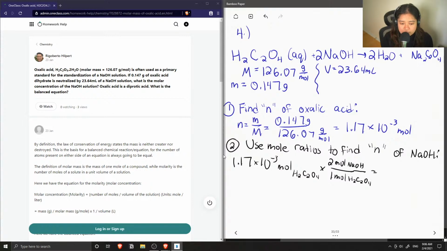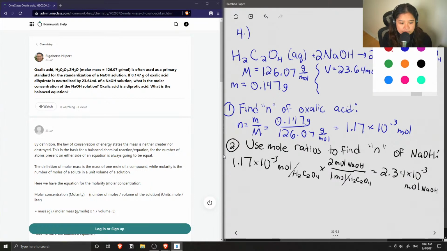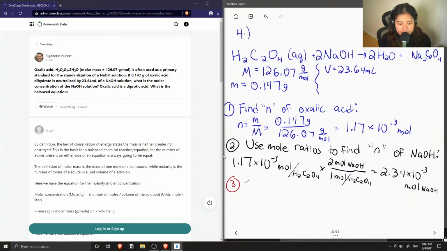Okay, so we know we did it correctly if our oxalic acid moles cancel out, and we're left with moles of sodium hydroxide, which is equal to 2.34 times 10 to the negative 3. Okay, so now step 3 is to calculate the concentration of sodium hydroxide.